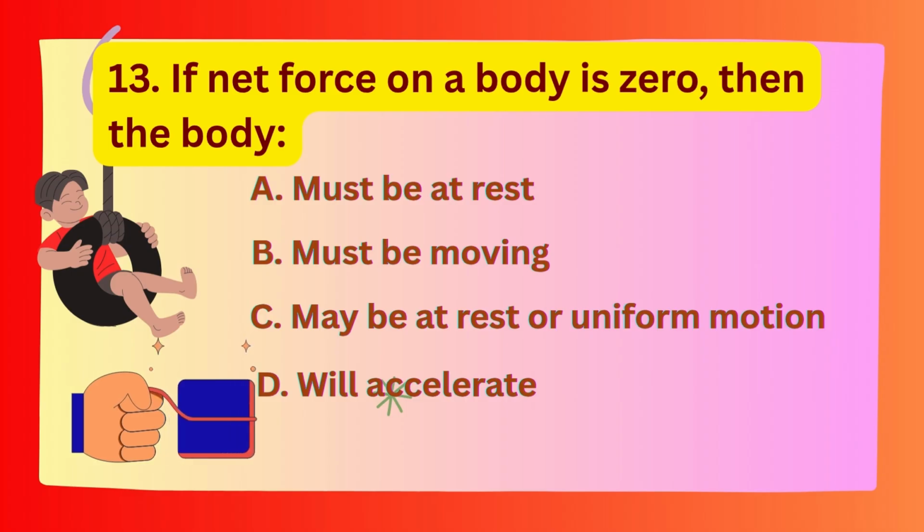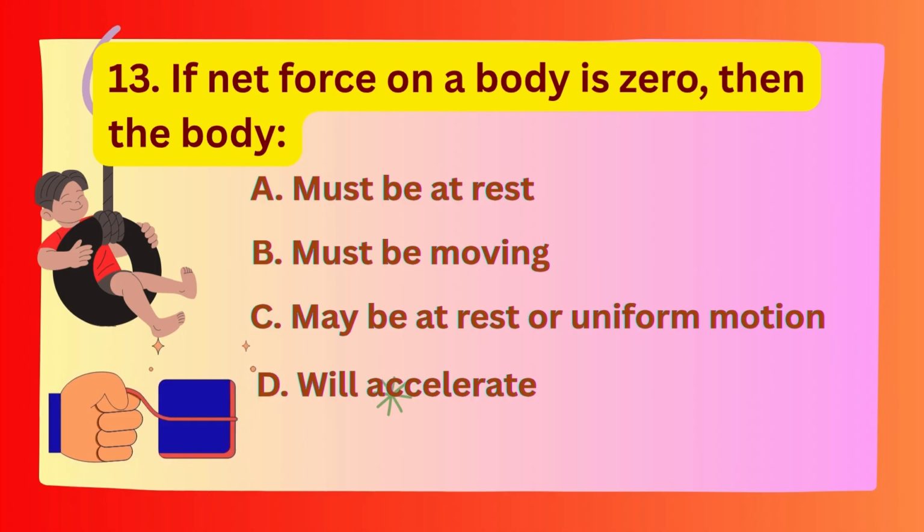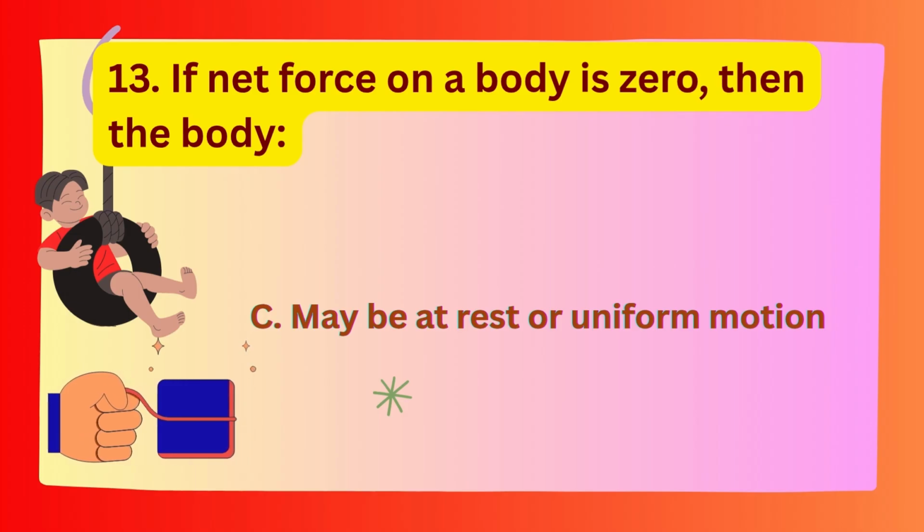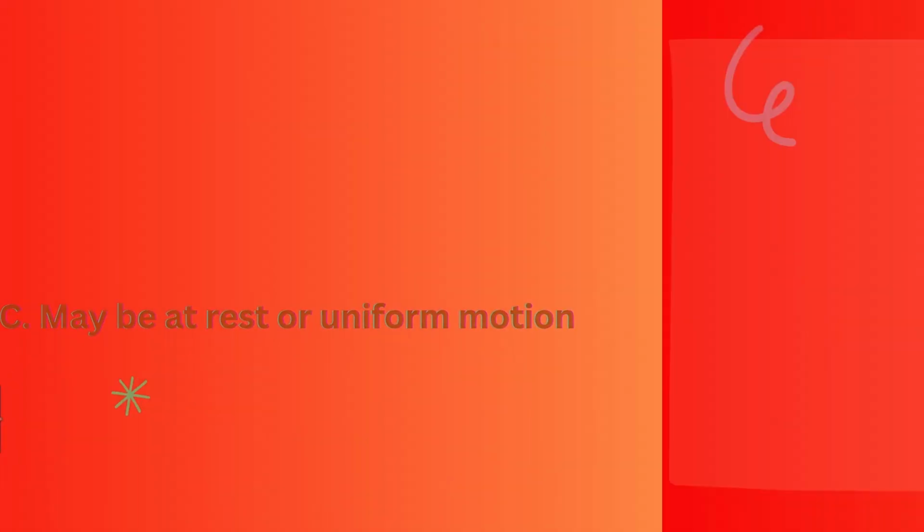If net force on a body is 0, then the body: A. must be at rest, B. must be moving, C. may be at rest or uniform motion, D. will accelerate. Answer: Option C. May be at rest or uniform motion.